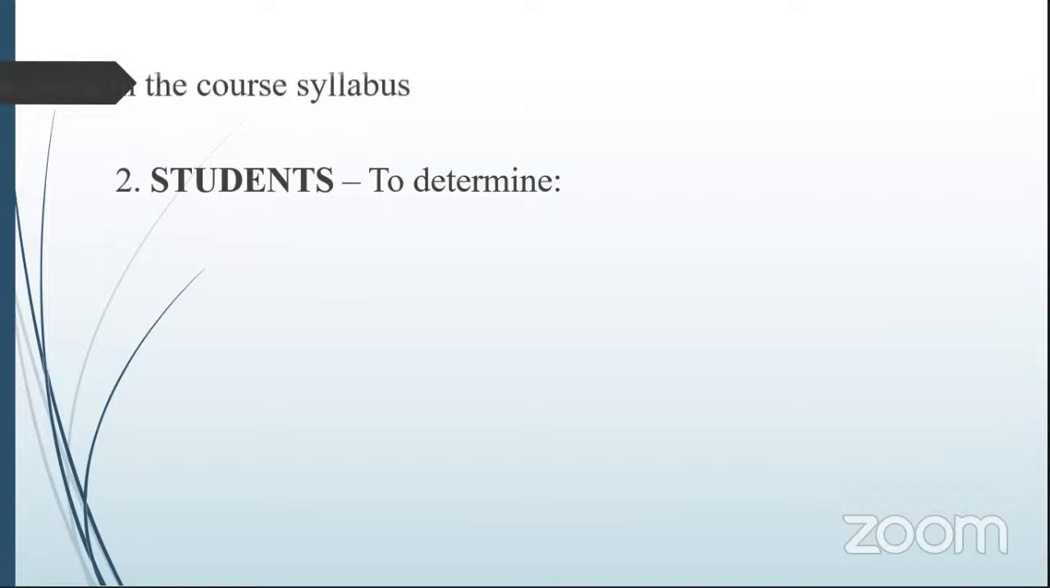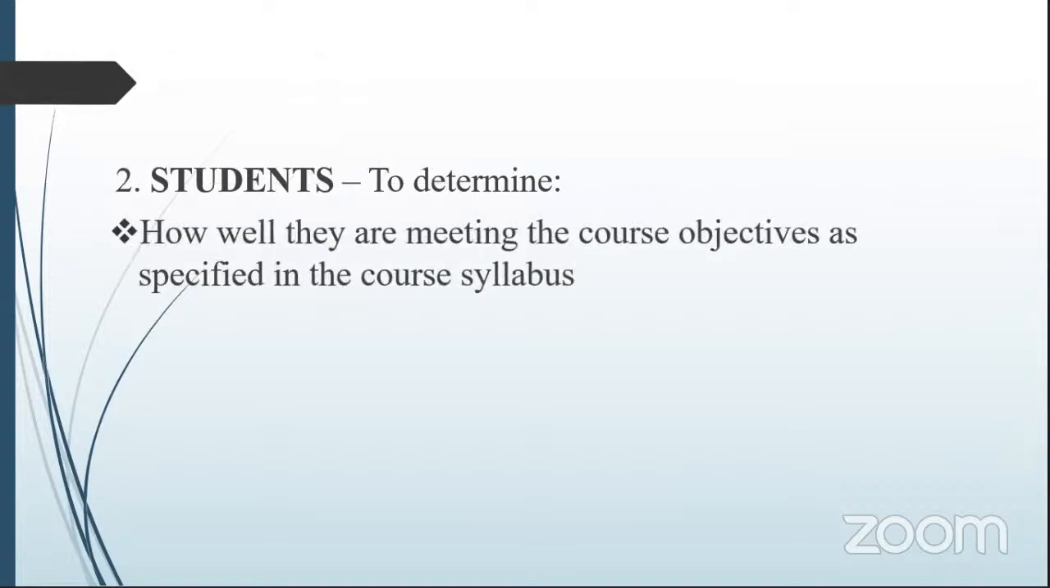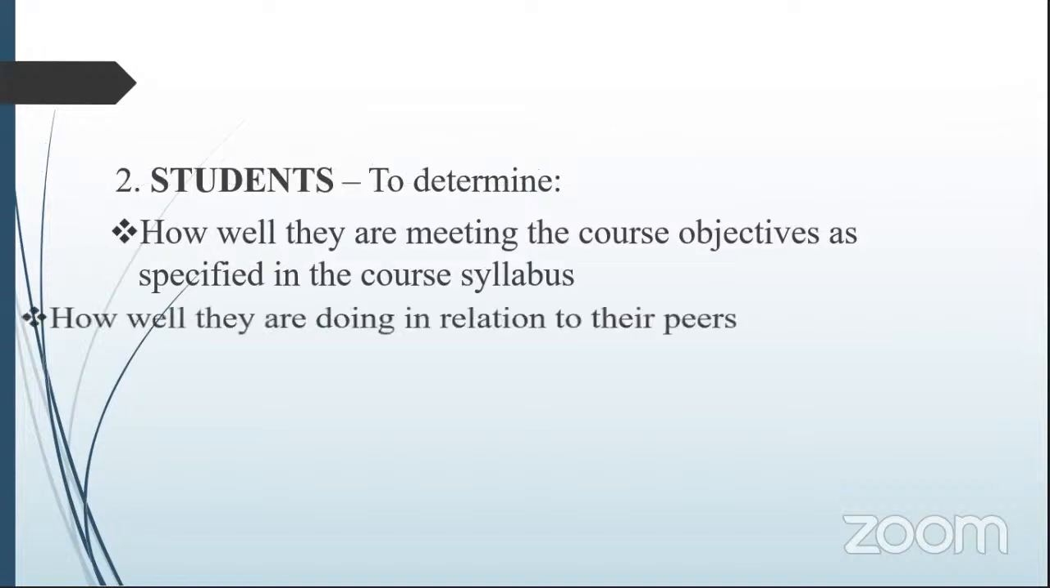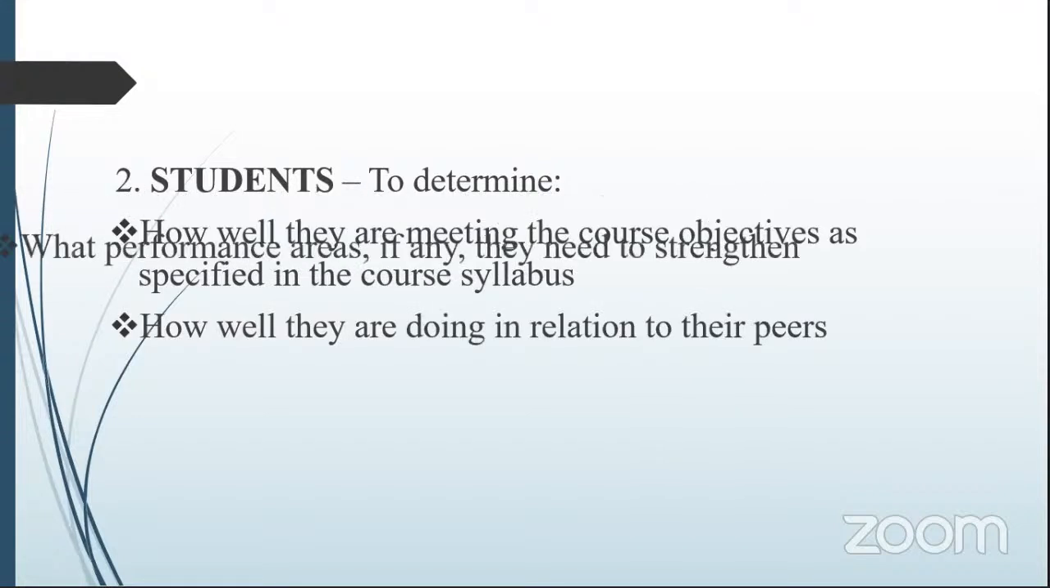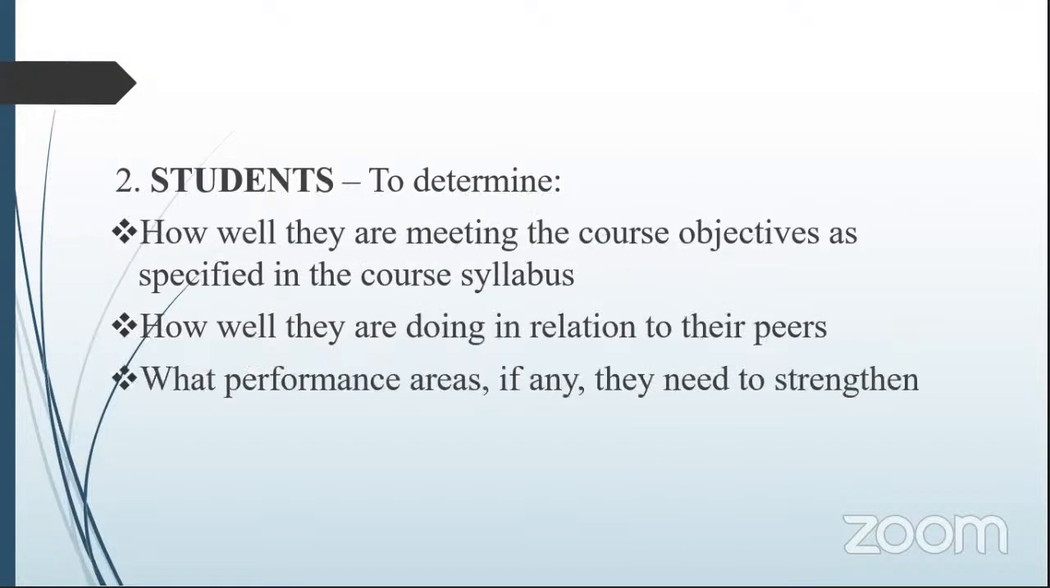Students, as was mentioned, also use assessment results to determine how well they are meeting the course objectives as specified in the course syllabus. They also use it to determine how well they are doing in relation to their peers. They have results at hand from assessments, and they compare with their peers. Also, students use assessment results to determine what performance areas, if any, they need to strengthen.